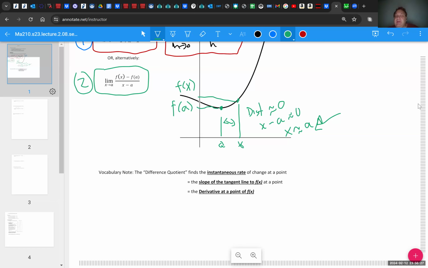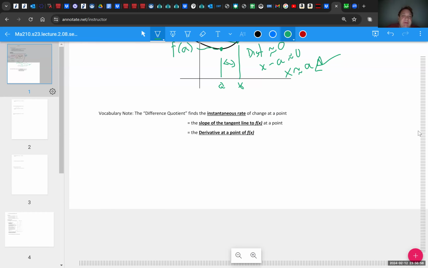I mention this because you will see quite often throughout the book and other sources where they'll say, oh, find the instantaneous rate, and you do that by using the difference quotient. Or they may say, find the slope of the tangent line at a particular point, and you use the difference quotient to find that. And oftentimes you'll be asked to find the derivative at a point, and that will also be the difference quotient. So they use different descriptions, different words, and they're all found by using the difference quotient.